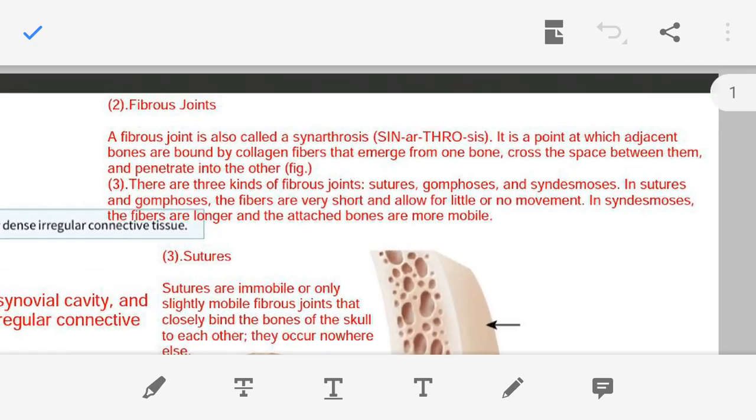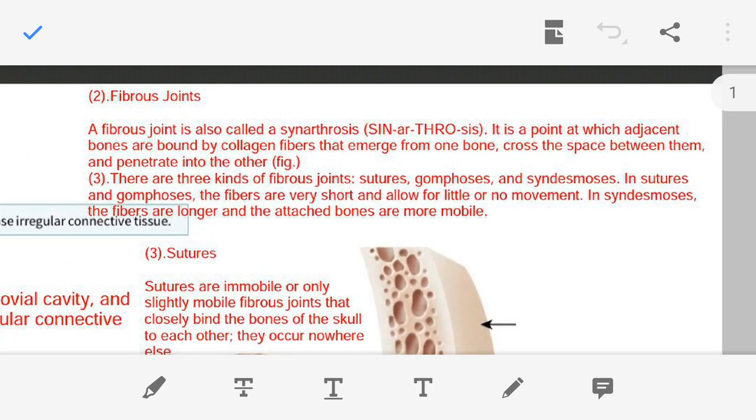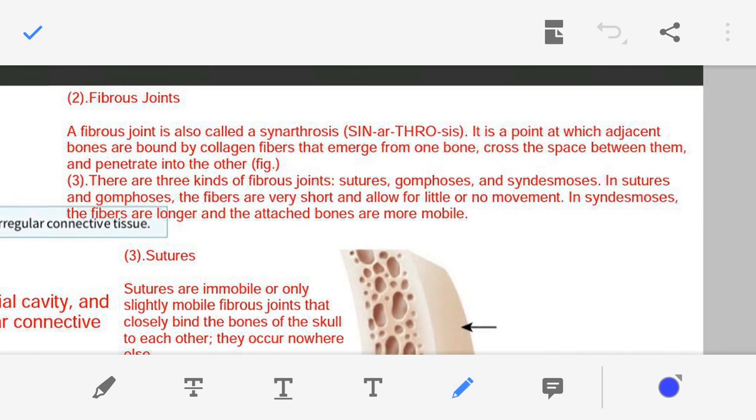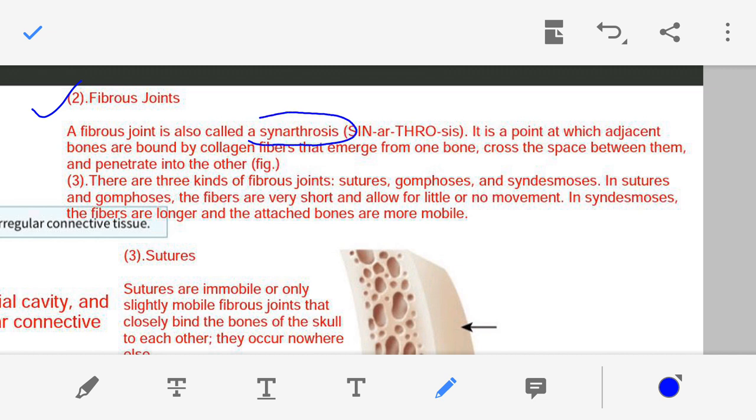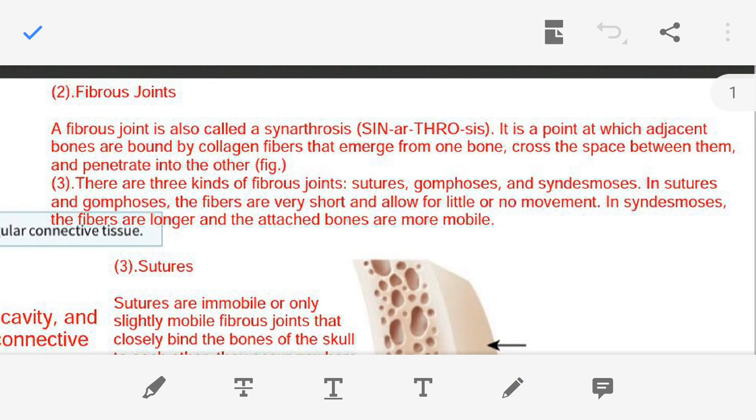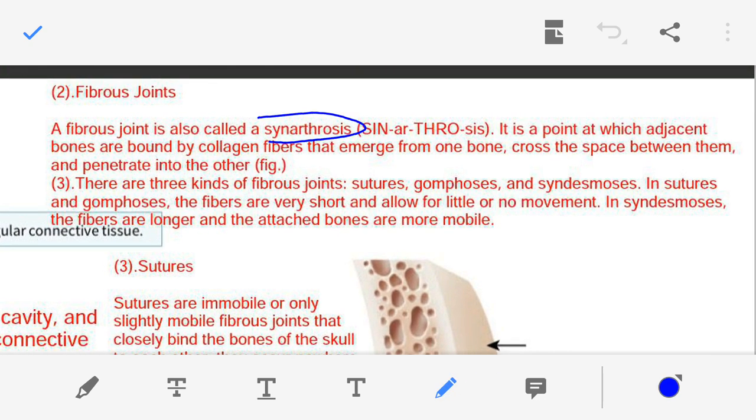Now moving on to the second point. The other name for fibrous joint is synarthrosis. Fibrous joint is also known as synarthrosis.